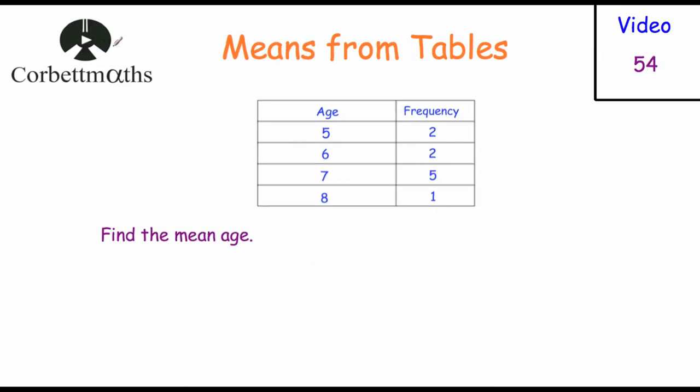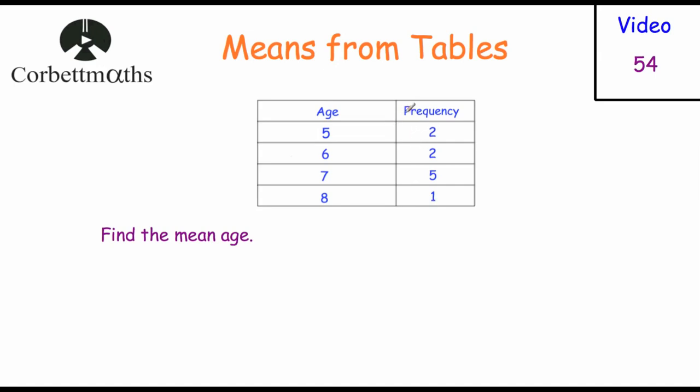Our next topic is finding the mean from a table. So we want to find the mean from this table. And remember, to find the mean, we add up all the values and divide by the number of values. So we've got 2 5-year-olds, 2 6-year-olds, 5 7-year-olds, and 1 8-year-old. So we could write down 5, 5, 6, 6, 7, 7, 7, 7, 7, and 8, and then add them all up manually. But these numbers might be a bit larger, so let's find an easier way to do that.